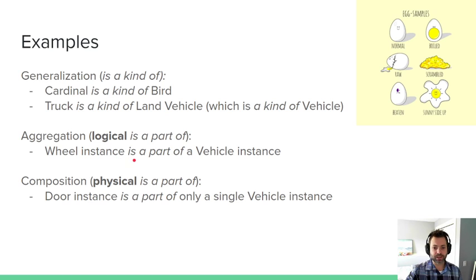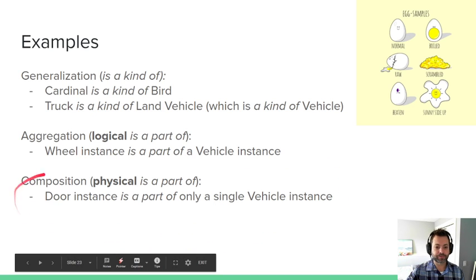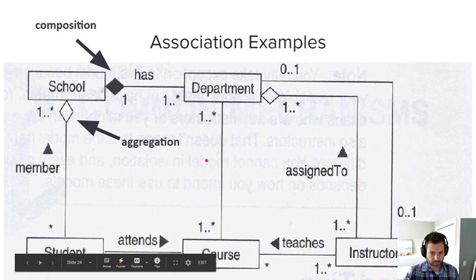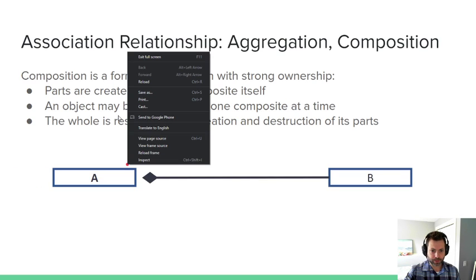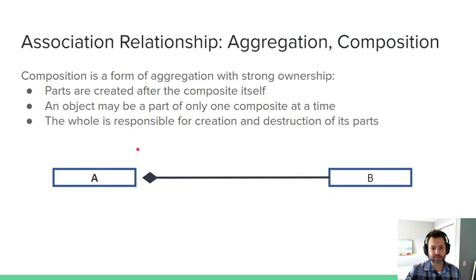A wheel instance is a part of a vehicle instance. A door instance is a part of only one vehicle instance, right? Because this is the physically realized thing. This is the logically realized thing. Distinction makes sense, I hope. If you're thinking about this in terms of pure Java, think of who's responsible for creating and destroying the objects. That'll tell you if it's aggregation or composition.